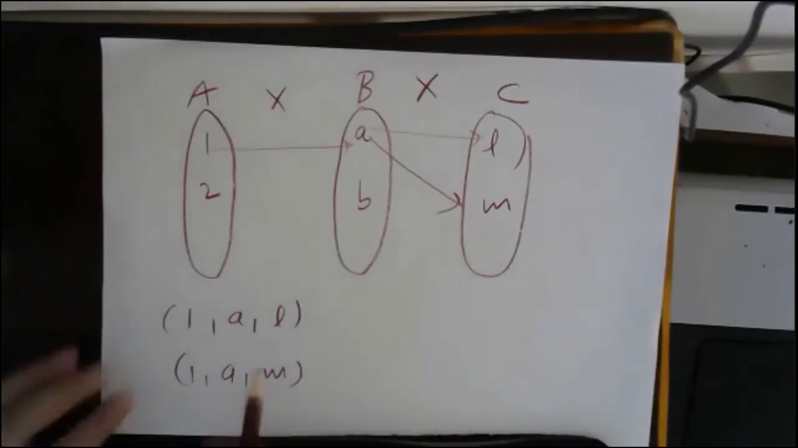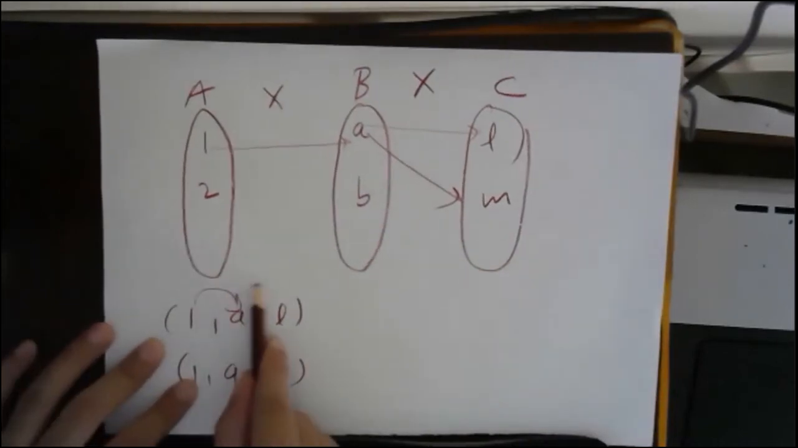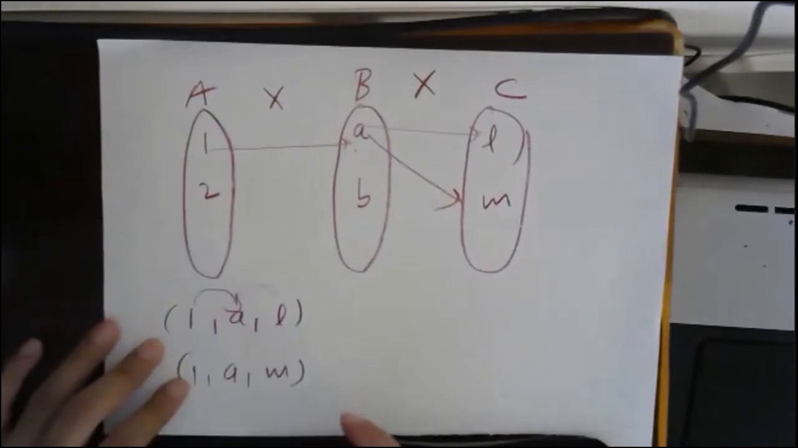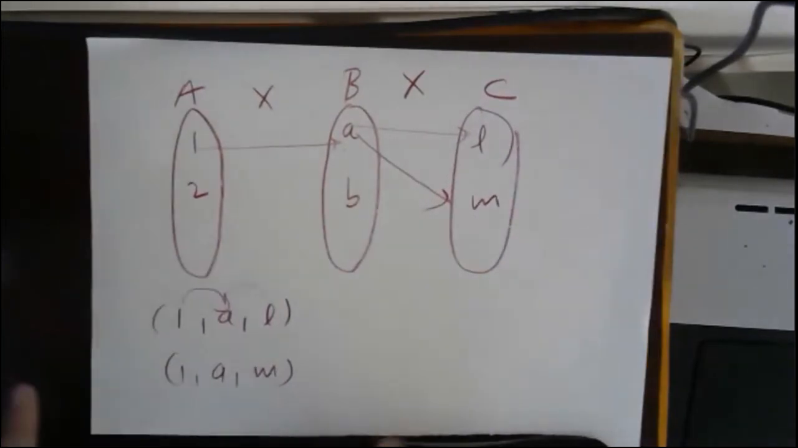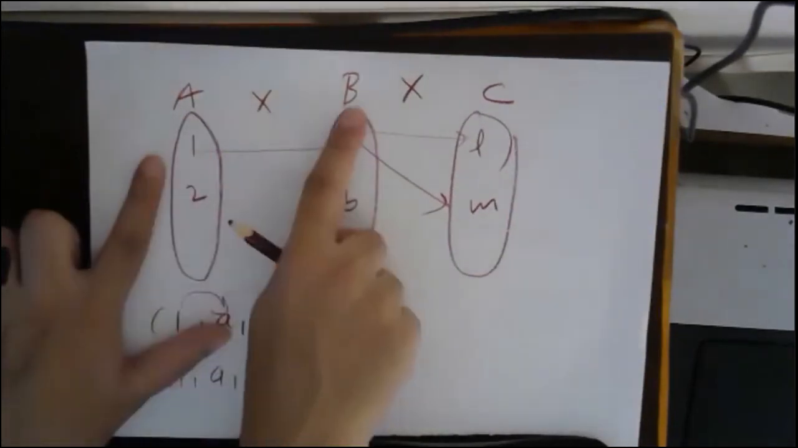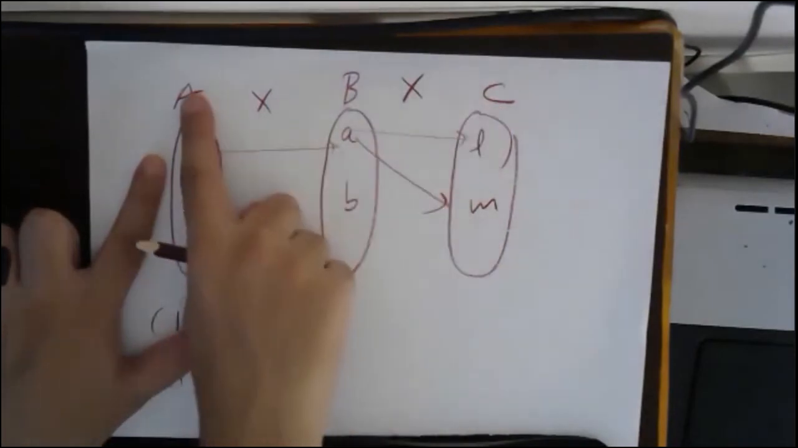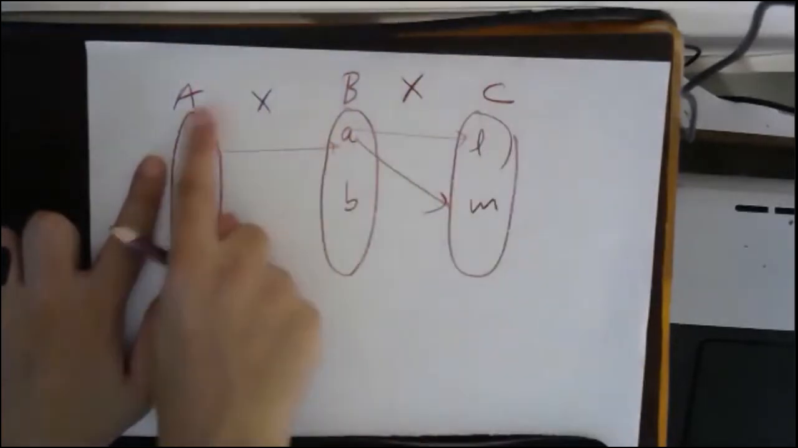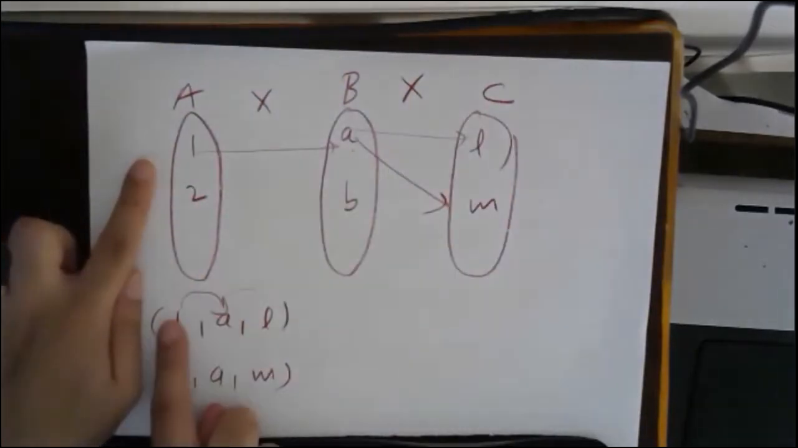How can you say that 1 is linked with A and A is linked with L? So this also becomes an ordered pair from sets A, B, C. It is from A to B and then to C. It is not from A to C then to B. It has to be in an order, A, B, C.